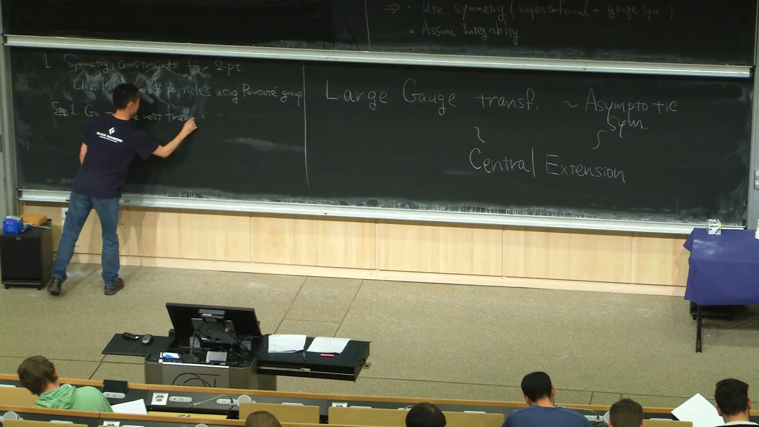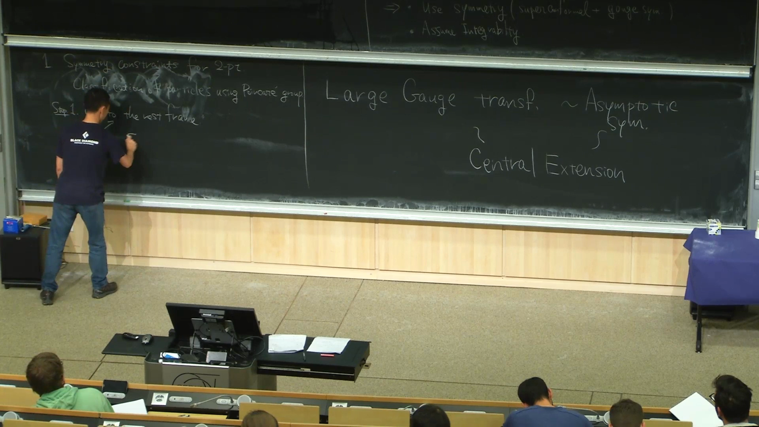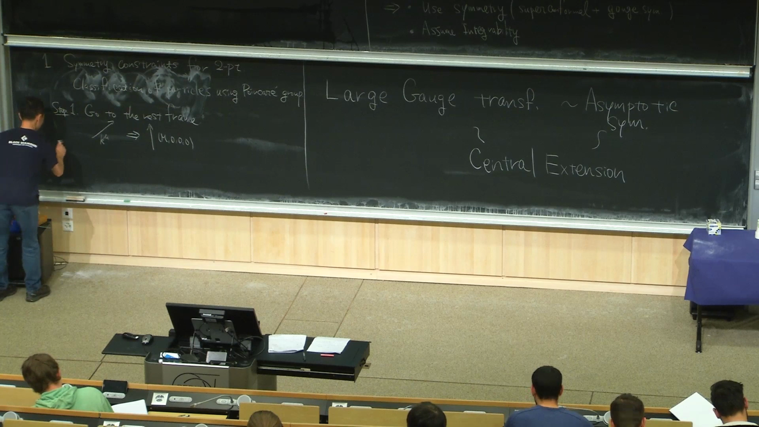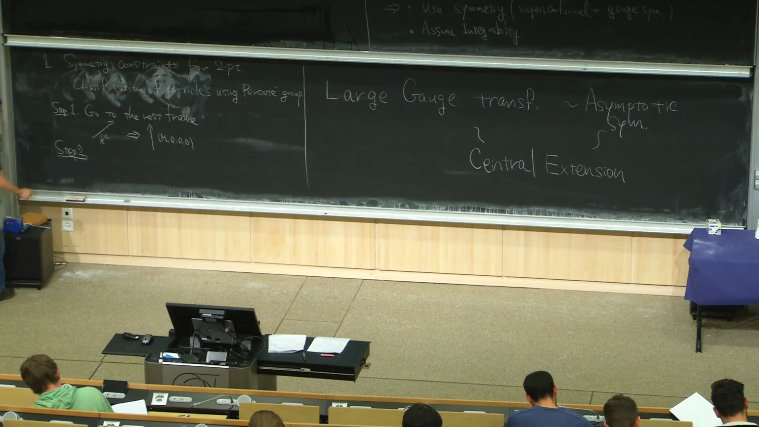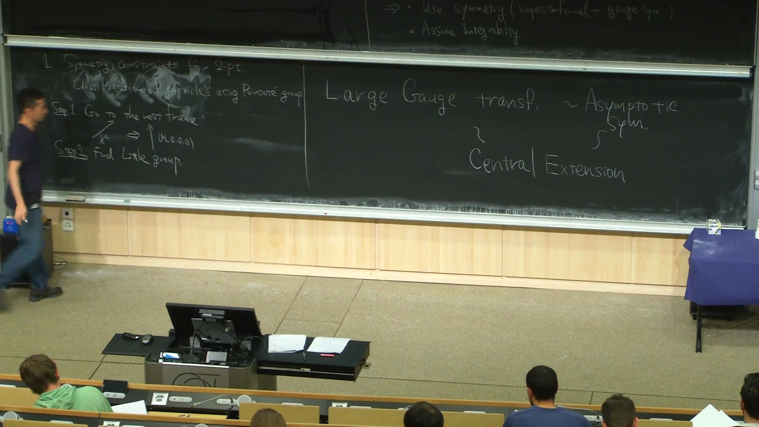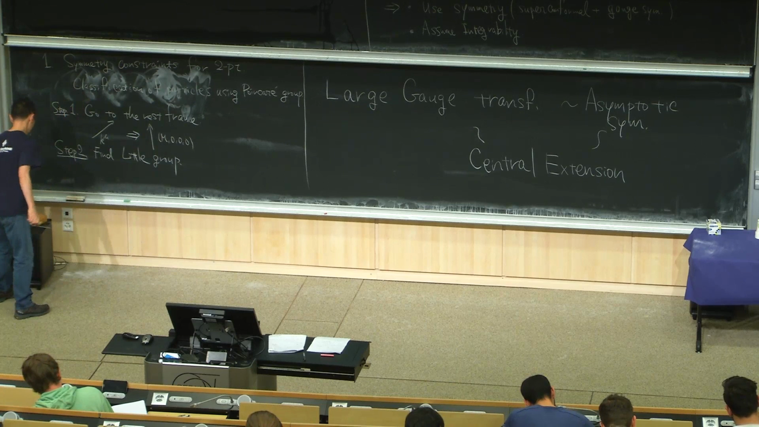In general, a particle has momentum k^μ, but in order to classify the particle, it's better to go to the rest frame where the four-dimensional momentum is (m, 0, 0, 0). And step two is to find the little group. So what is the little group? The little group is precisely the subgroup of the Poincaré group which preserves this vector. In other words, it's basically the stabilizer of that vector.